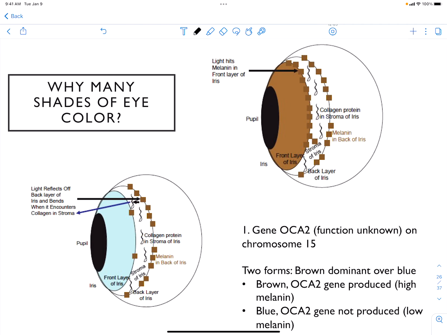Okay, so if it's so straightforward, why do we have so many shades of color? Why do we have green eyes? Why do we have light blue? Why do we have hazel eyes? Well, there's more to it than just this brown and blue color. Even though brown is still going to be dominant, there are other genes that are influenced.